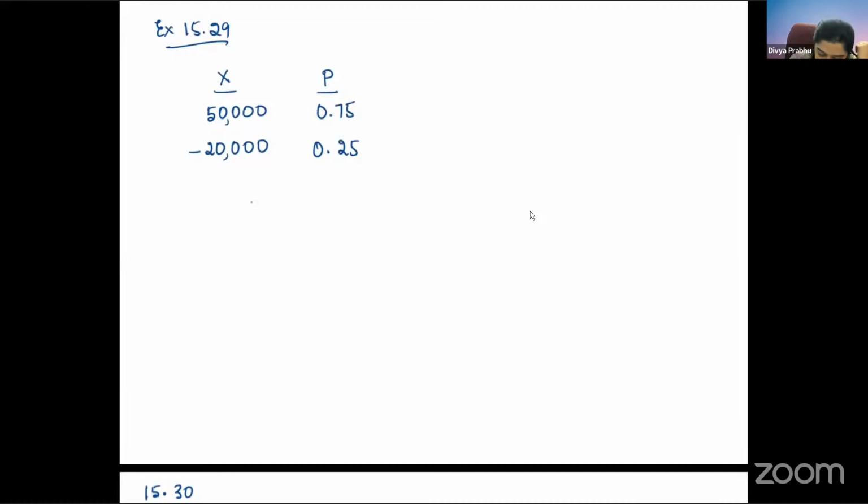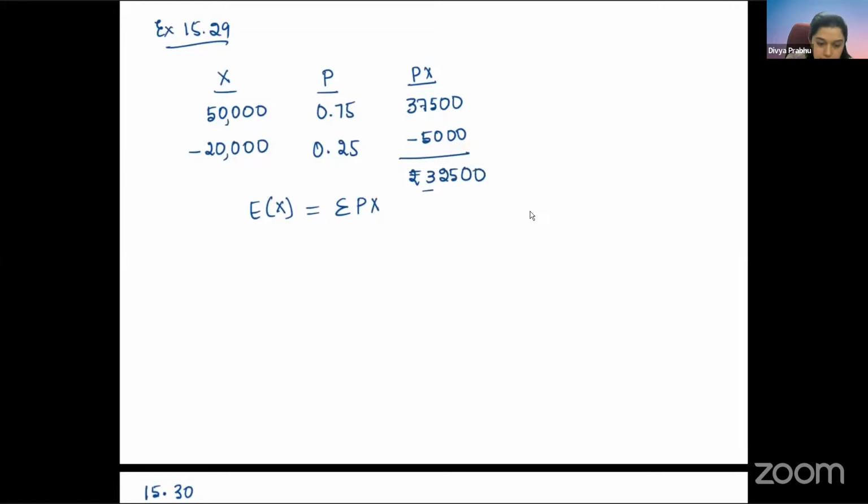All we have to do is find the expected value of X. They have asked for expected profit. Expected value is equal to summation P into X. So multiply P into X. That is 50,000 into 0.75, which is 37,500. 20,000 into 0.25, which is minus 5,000. So this will be 37,500 minus 5,000, which is rupees 32,500. This is his expected profit.